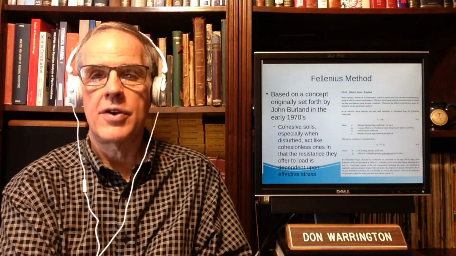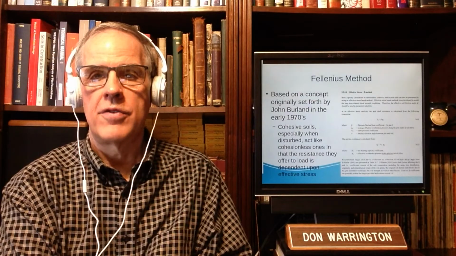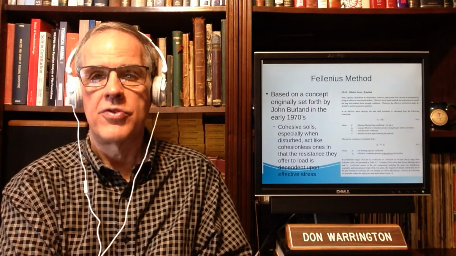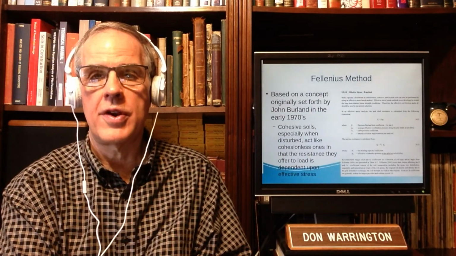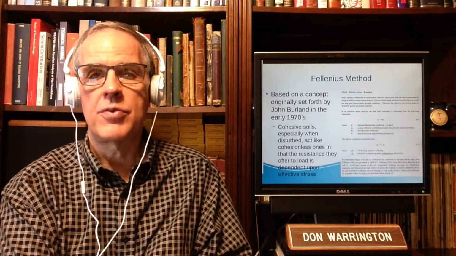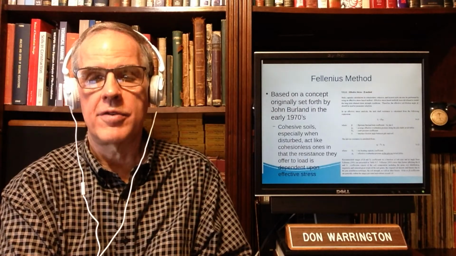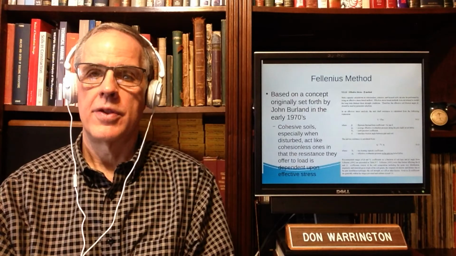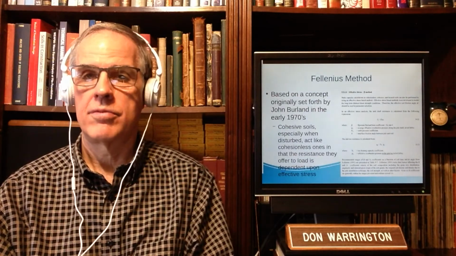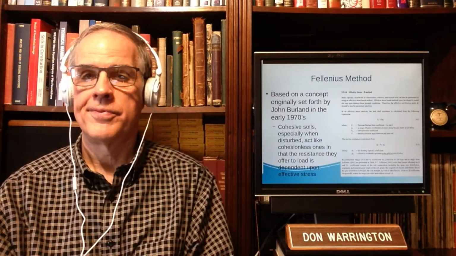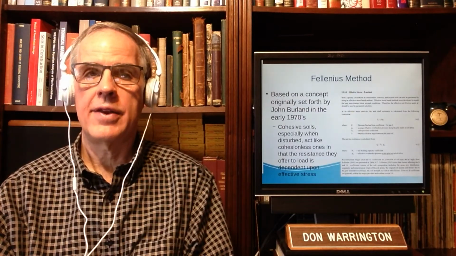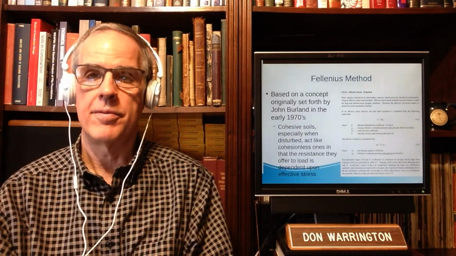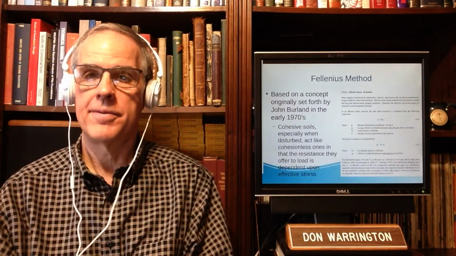Basically it works under the classic Mohr-Coulomb assumption that the strength of the soil in pure cohesive conditions is proportional to the undrained shear strength, or cohesion. The shaft resistance is equal to alpha times the undrained shear strength, and the proportionality constant is called alpha. Thus they're called alpha methods.